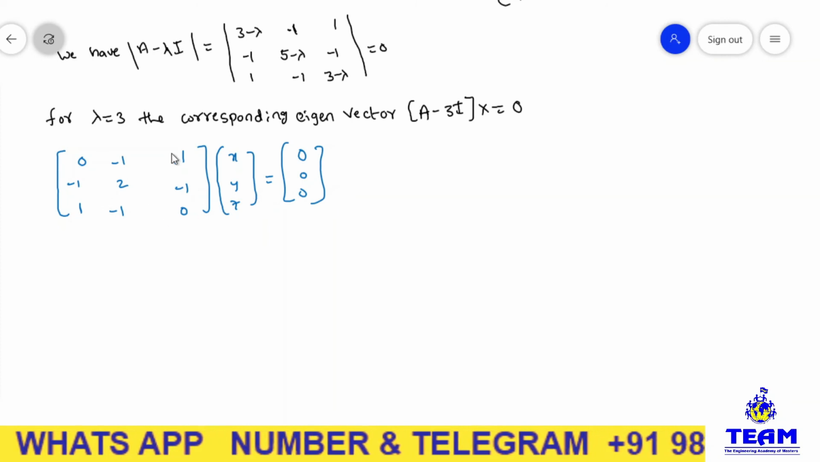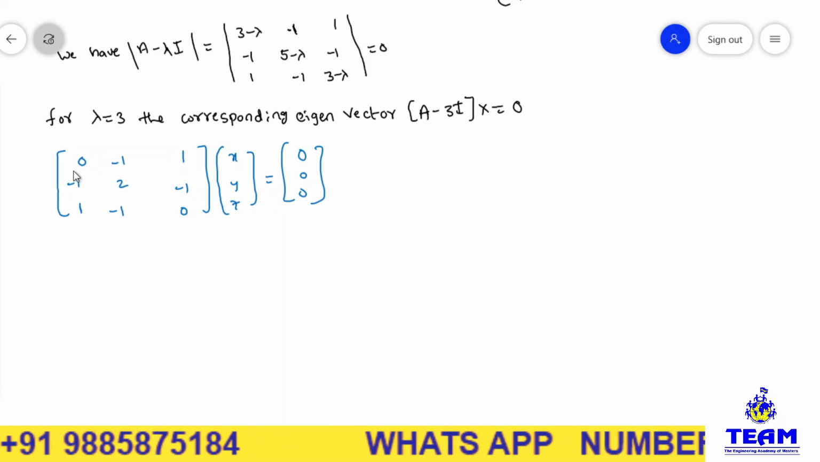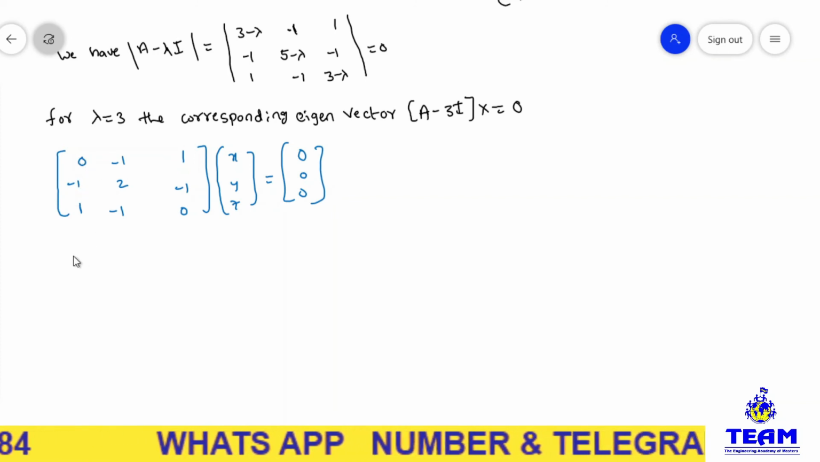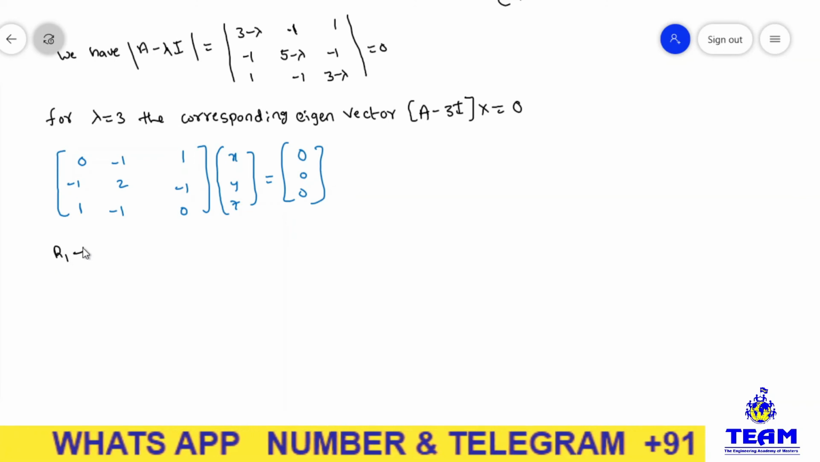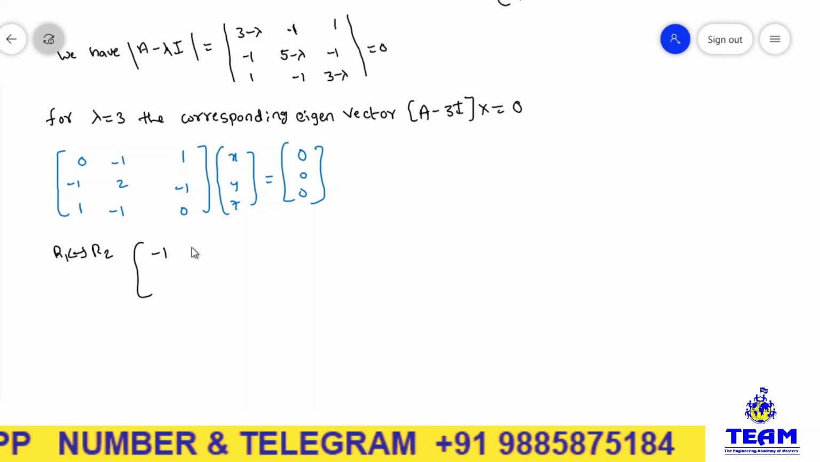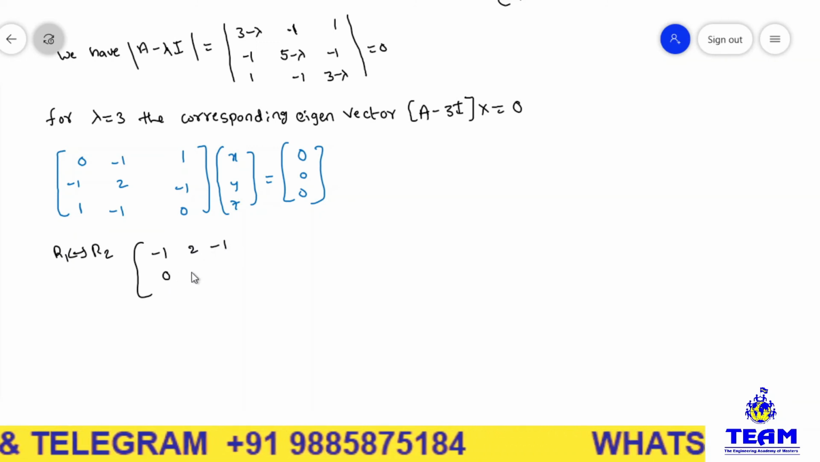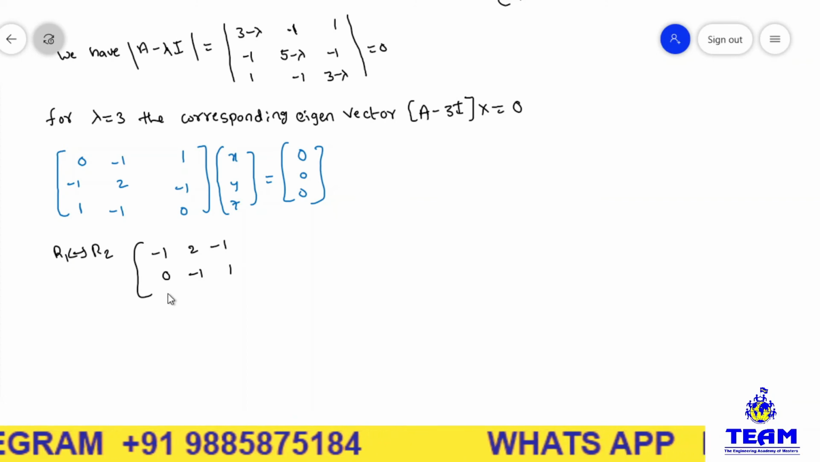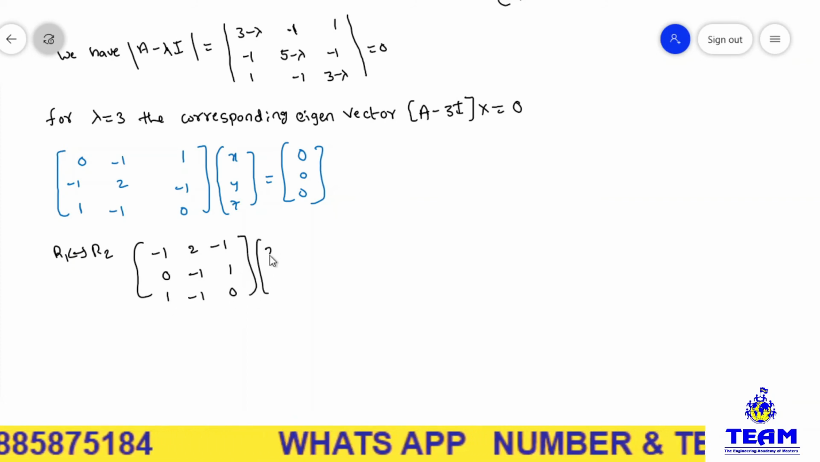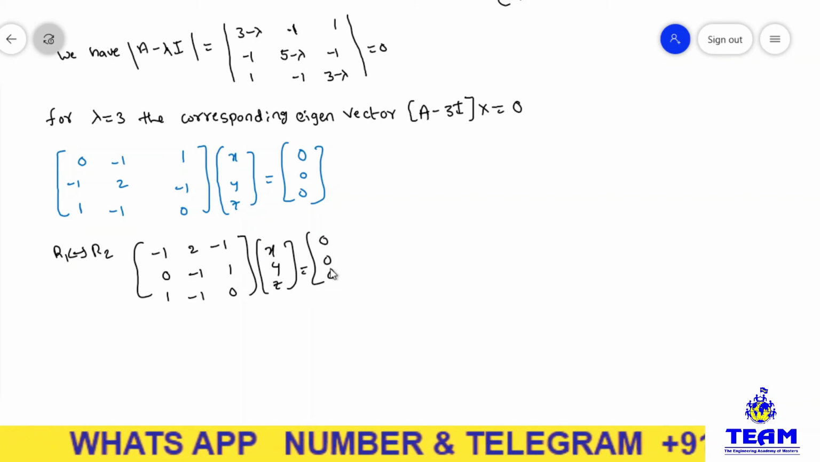Okay, now I have to simplify this. Friends, now I am applying elementary row operations. The first diagonal element I have is actually 0, so interchange the first row and second row. Interchange row 1 and row 2. Then we will have -1 2 -1, 0 -1 1, 1 -1 0, into x y z, which is equal to 0 0 0.